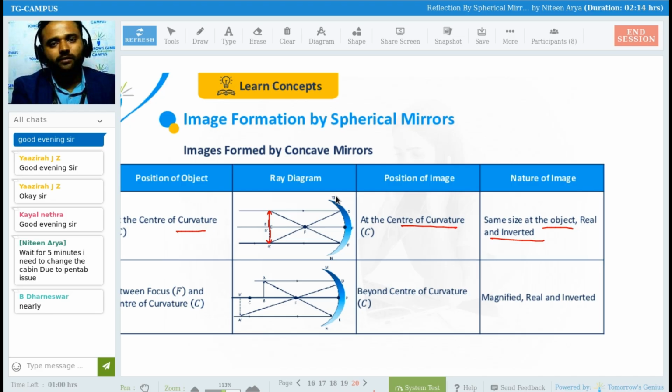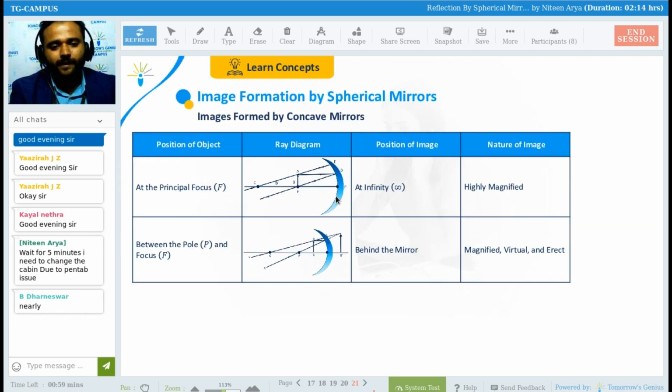Now, if we move our object nearer towards the mirror, now we put our object in between C and F, as you can see, so we get an enlarged image. Beyond the center of curvature, if we put an object between focus and center of curvature, we get the image beyond center of curvature, magnified, real and inverted. Magnified means enlarged. If we put an object on this particular focus, we are going to get the image at infinity and highly magnified. Highly magnified means very large.